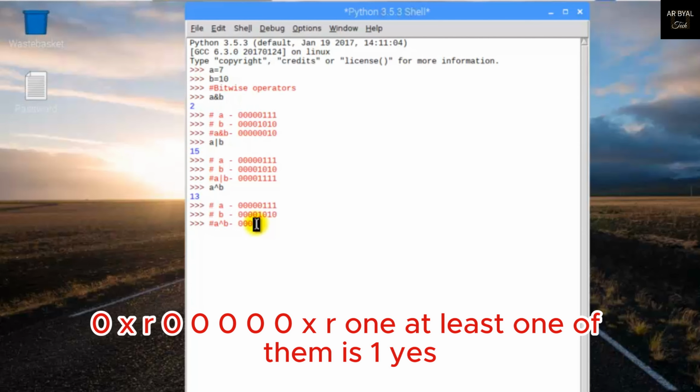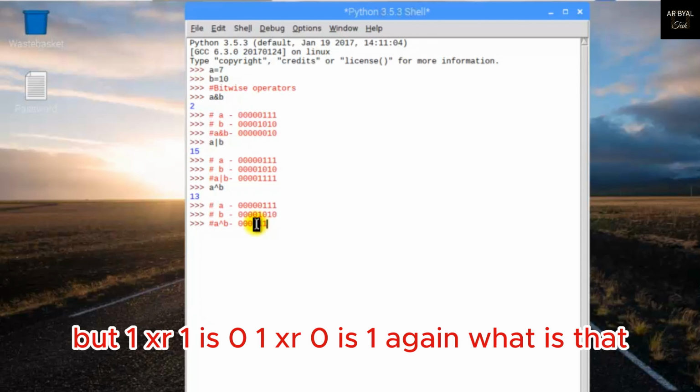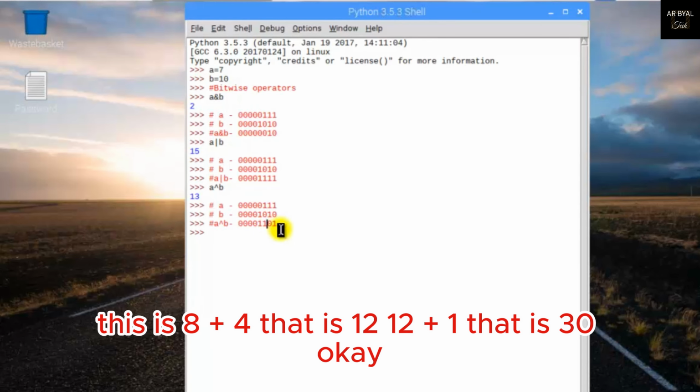At least one of them is 1, yes. Then it is going to be 1. 1 XOR 0 is again 1, but 1 XOR 1 is 0. 1 XOR 0 is 1 again. What is that? This is 13. This is 8 plus 4, that is 12. 12 plus 1, that is 13.